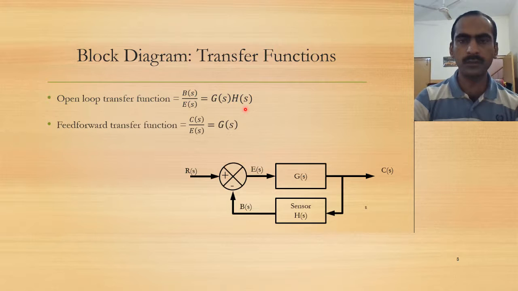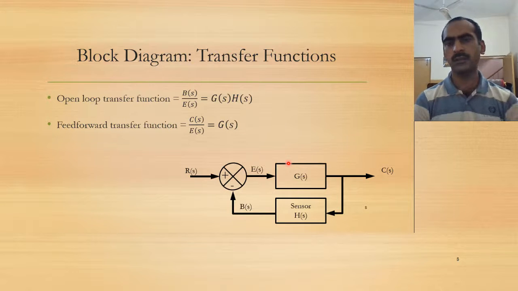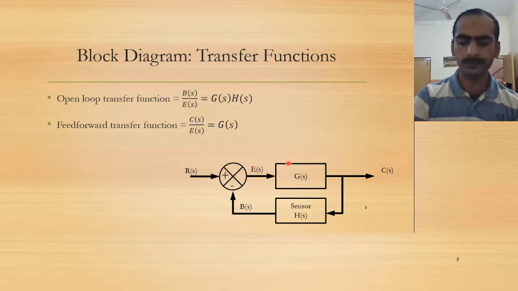Then there is the feed forward transfer function, that is the ratio between the output and the error signal. So if you see that this was the original plant without any control system or feedback control, the feed forward transfer function is the transfer function of our open loop system.